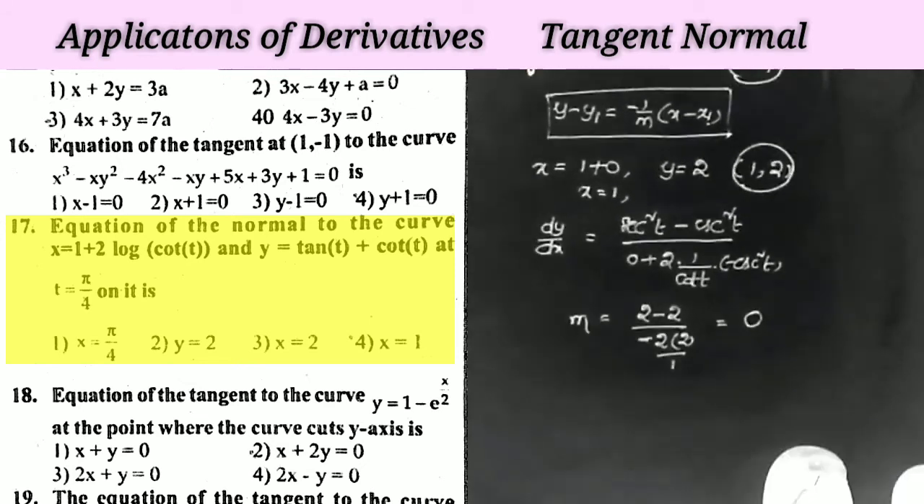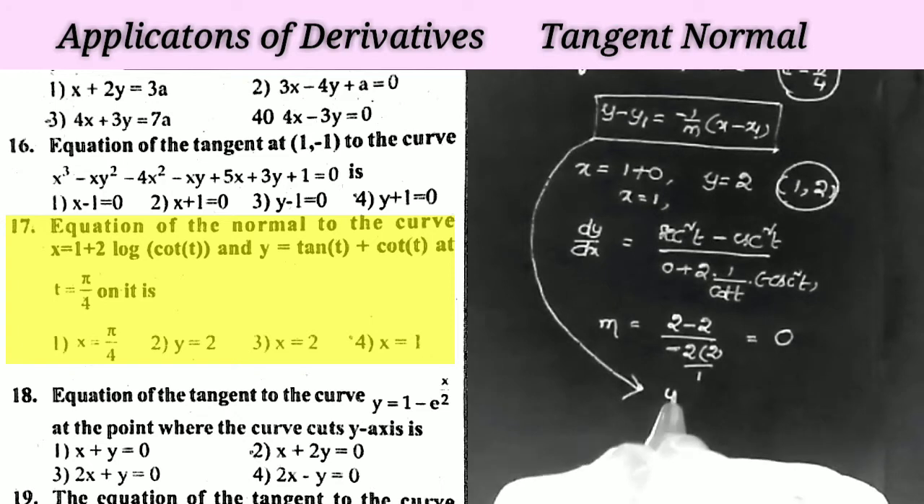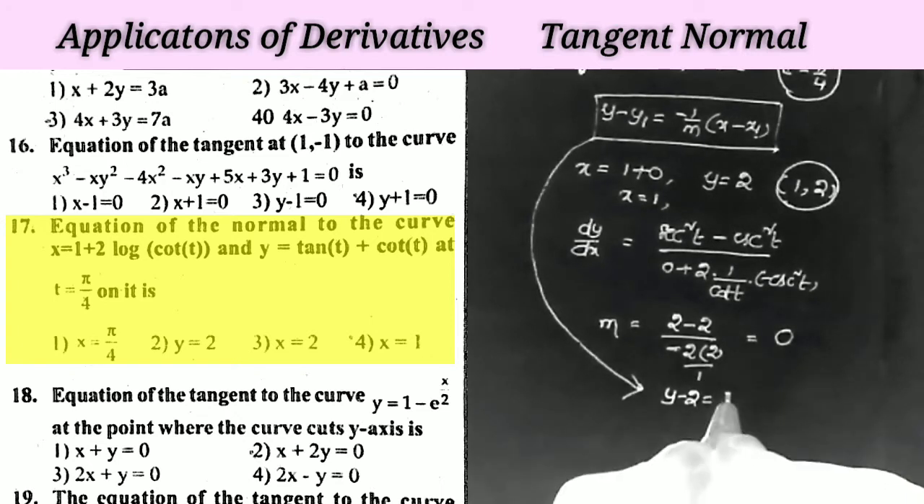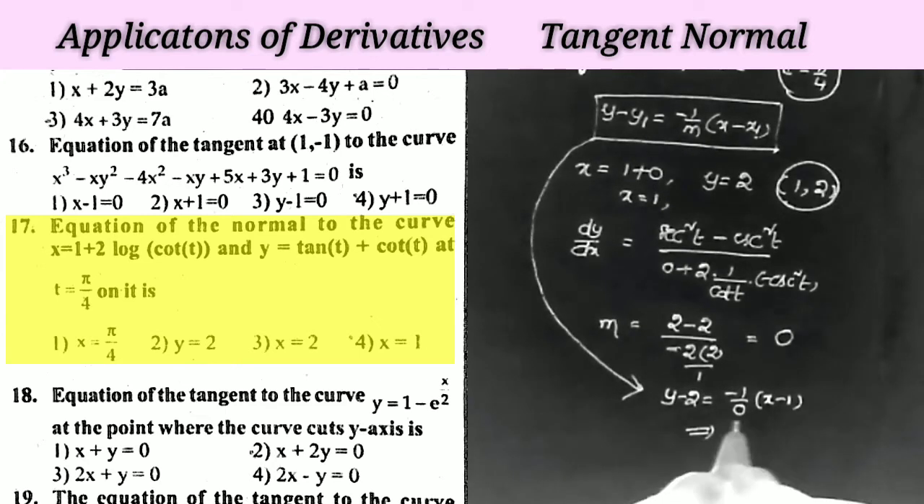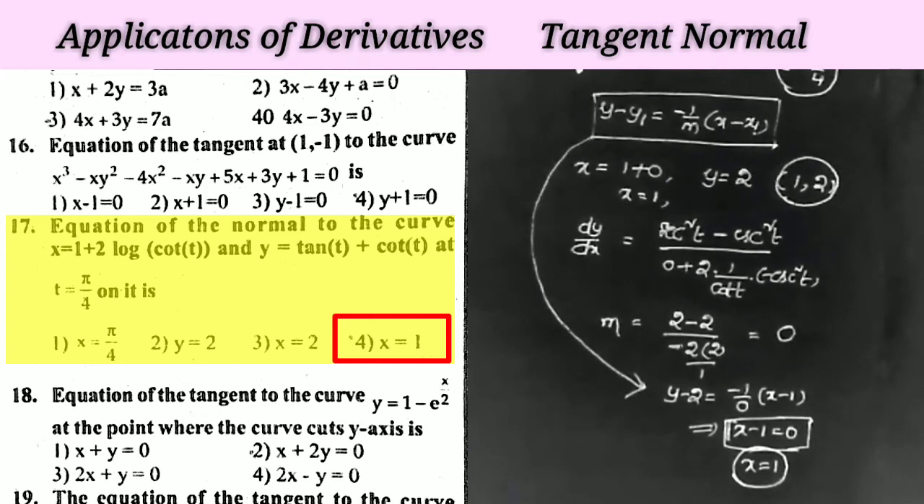Now replacing all these values in the formula. Therefore the answer is y minus y1, y minus 2 is equal to minus 1 by 0 into x minus 1. Now taking the cross product, we get x minus 1 is equal to 0. Therefore the equation of the normal is x minus 1 equal to 0, means x is equal to 1, and this is the fourth option. Very easy to find the equation of the tangent or normal, just taking the formula and replacing the values. That's all. This is the answer.